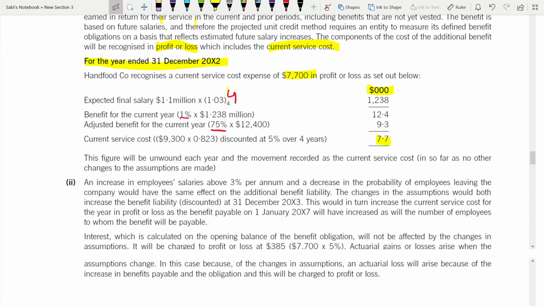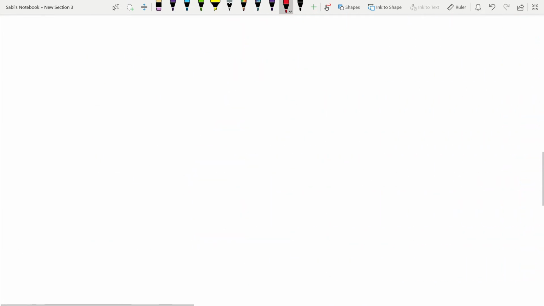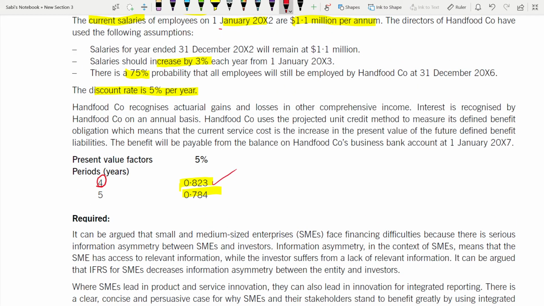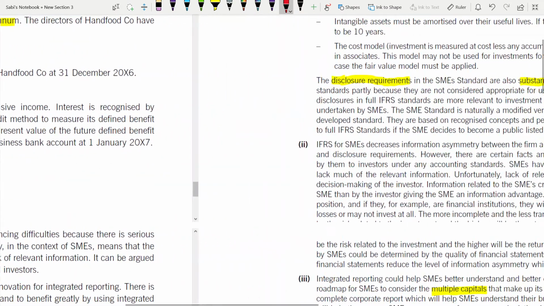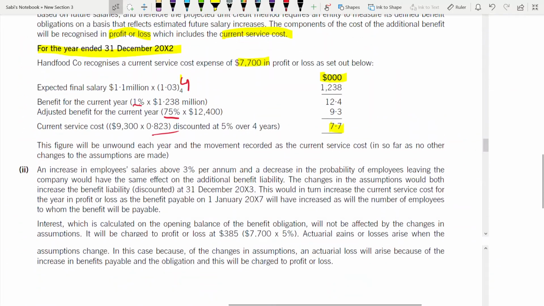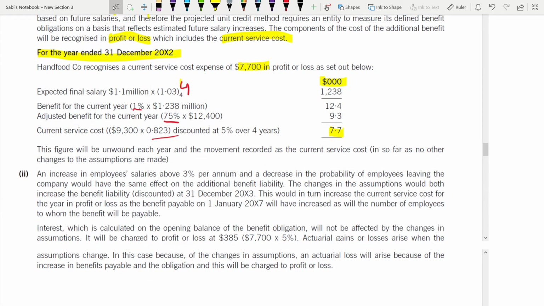And then once you get 9.3, what do you have to do? Current service cost, you have to discount at 5% over 4 years. So the discount rate they have given you, from 9,300, 0.823, this one we have to use, which is 7.7. So this is the current service cost.